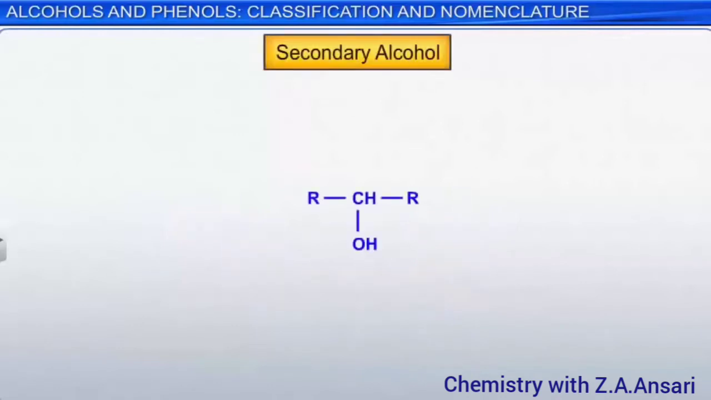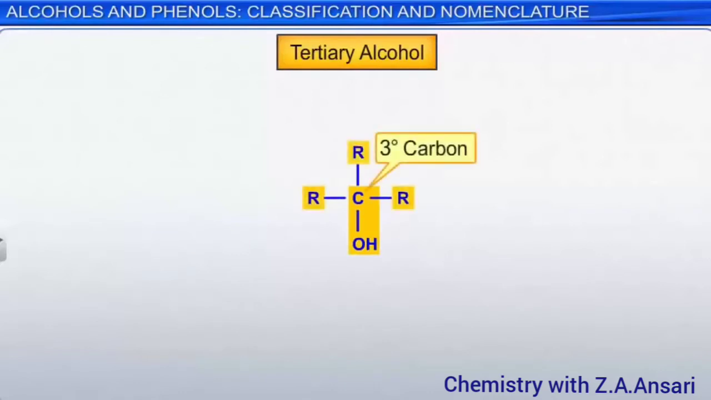In a secondary alcohol, the carbon to which the hydroxyl group is linked is attached to two carbon-containing groups. In a tertiary alcohol, the carbon linked to the hydroxyl group is bonded to three carbon-containing groups.